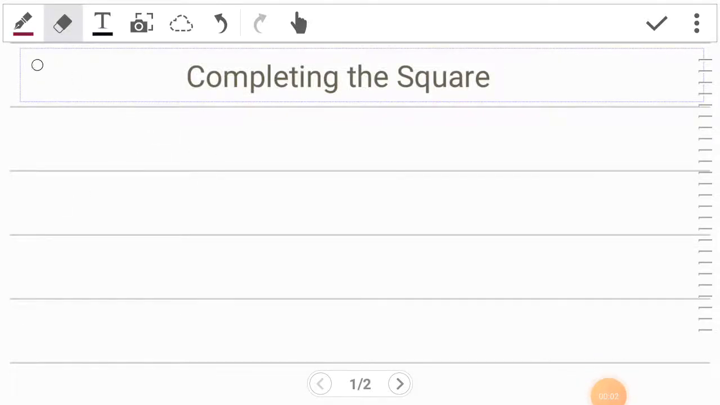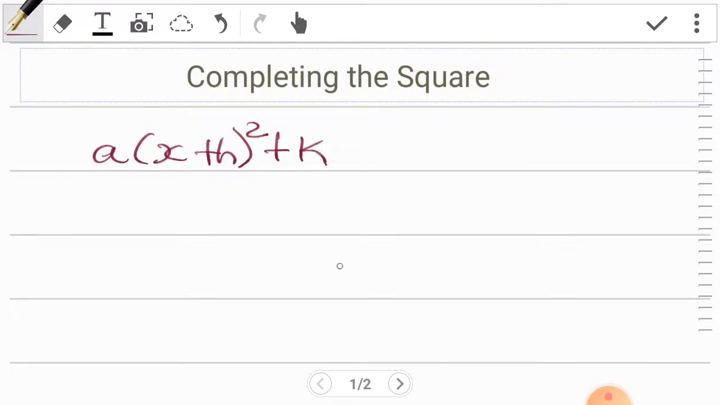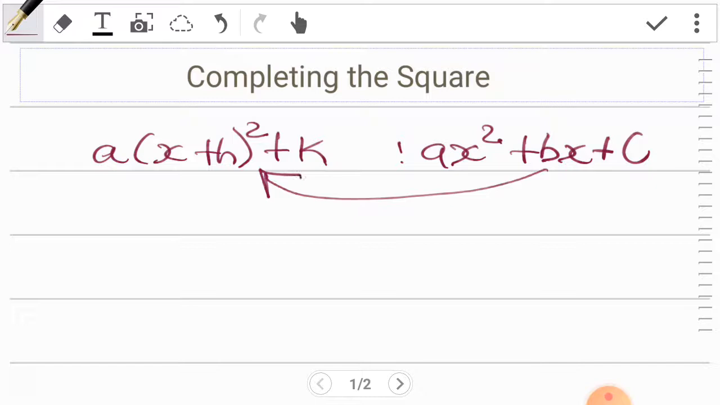Okay, in this segment, we're looking at completing the square. In completing the square, some may call it standard form. We should be writing the quadratic expression in the form a(x + h)² + k. We want to express it in this form. All right, let's get on the road.